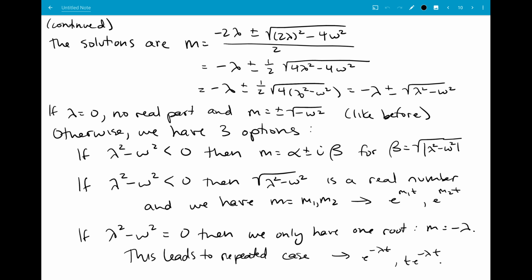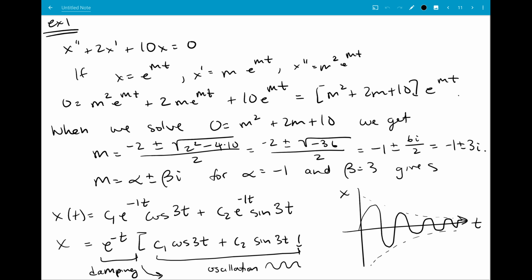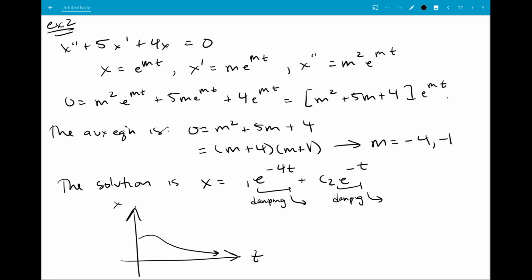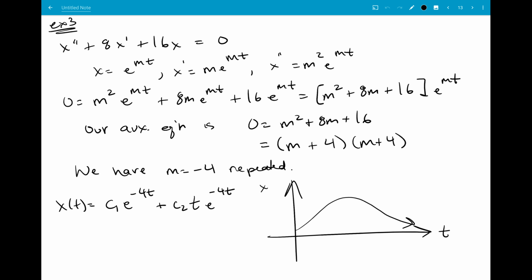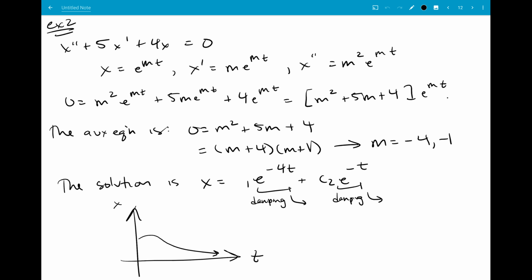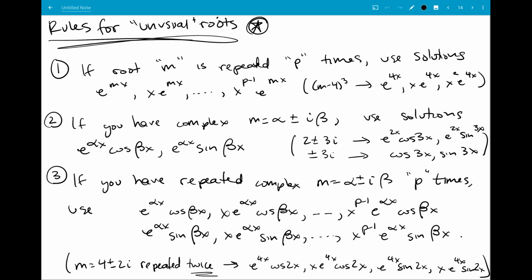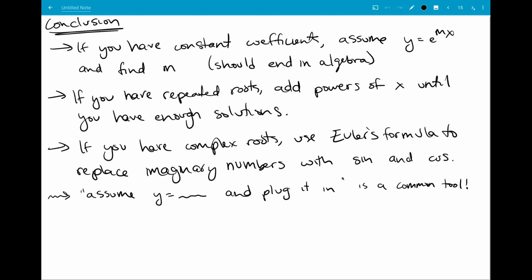And we talked about how depending on which is bigger, you might have a couple different types of behavior. And then we actually looked at those examples of kind of a spring the way you'd expect it, a really damped spring that kind of settles down very quickly, and then a breaking point where a repeated root lets us have a sort of complicated behavior leading into that second case. And then we just wrote our rules for repeated roots and complex roots in one place and put the two together for repeated complex roots in the way you'd expect.